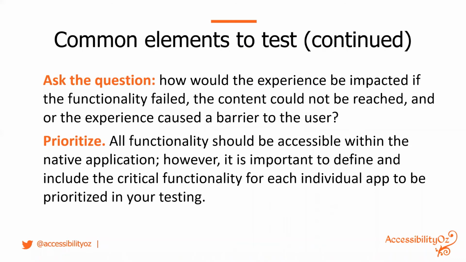So basically, you should ask the question, how would the experience be impacted if the functionality failed, the content could not be reached, and/or the experience caused a barrier to the user? And then you should prioritize. Absolutely, all functionality should be accessible within the native application. However, it's important to define and include critical functionality to prioritize testing.